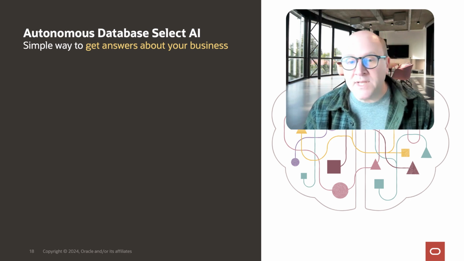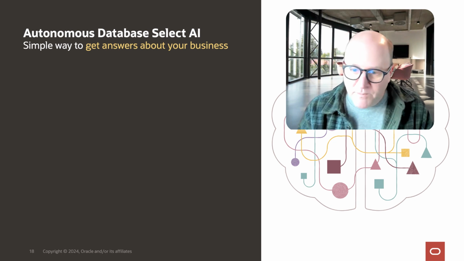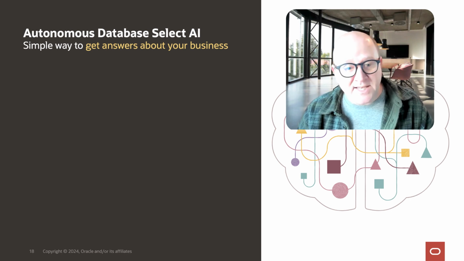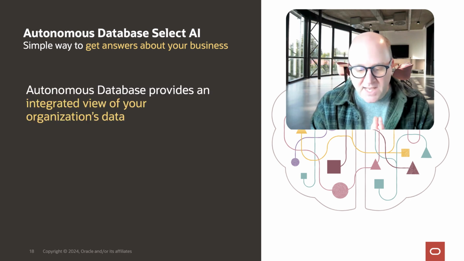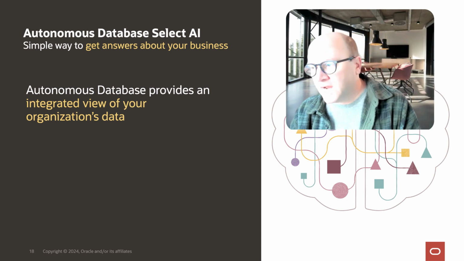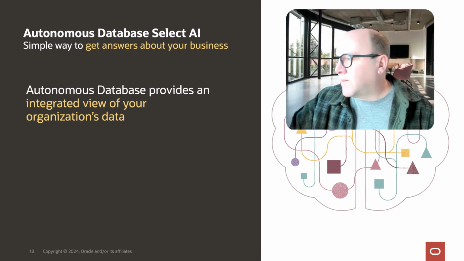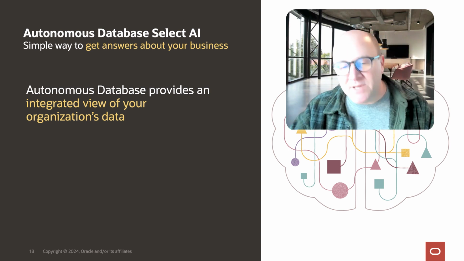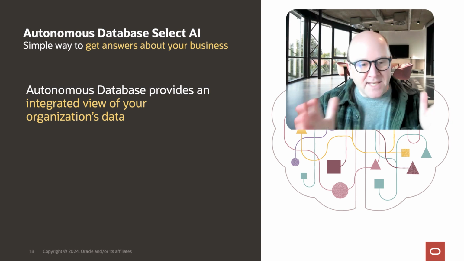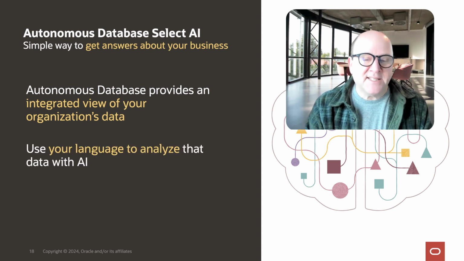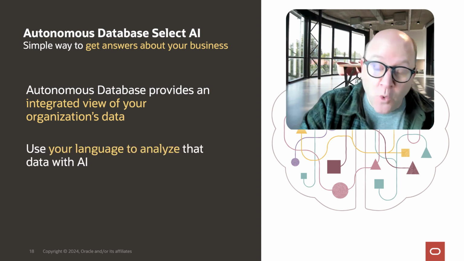Make it simple for you to get answers about your business using natural language, right? And if you think about Autonomous Database, it does a really nice job of integrating data from all different sources, right? From your apps, from data lakes. Those data lakes may be on Oracle Cloud, they may be on AWS, right? So you are able to get this integrated view of your organization's data. And then what Select AI does is it enables you, as I said, to then use your language.